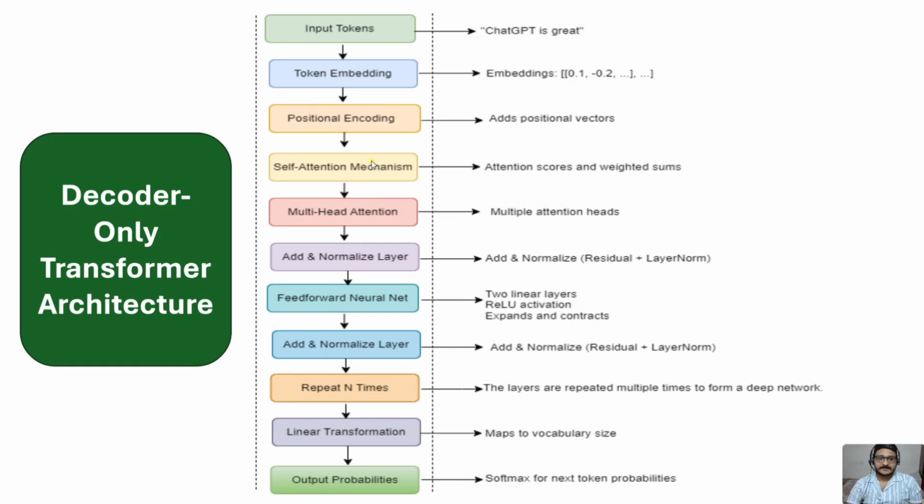Next here is the self-attention mechanism. Again, there is some mathematical calculation happening based on the tokens or vectors we have encoded in the positional layer. Based on the attention score and weighted sum, it will analyze that this token has high weightage and this token has low weightage. That is how it basically works in the self-attention mechanism.